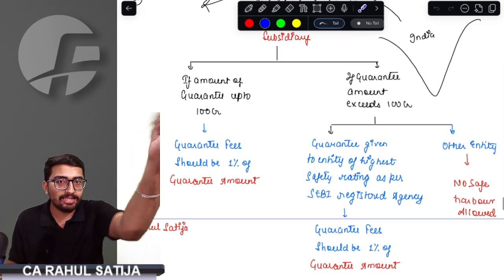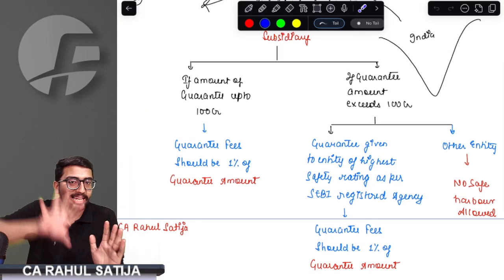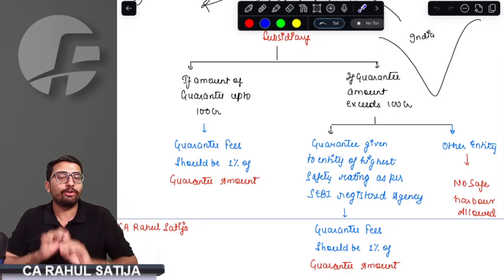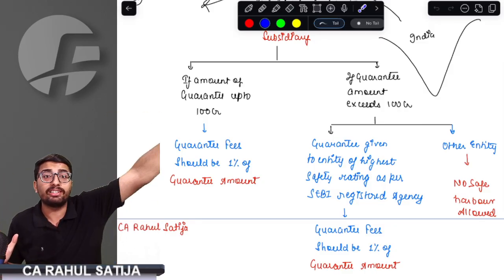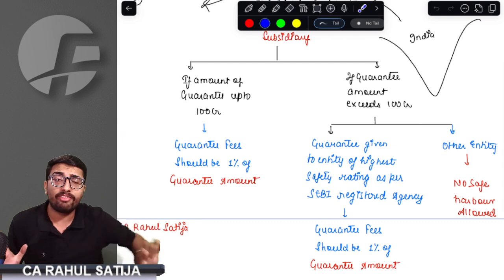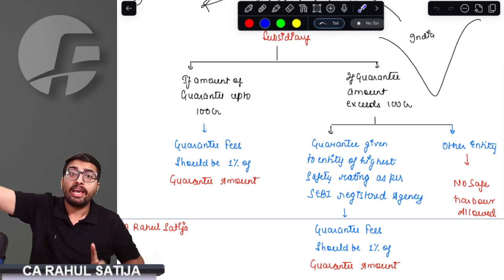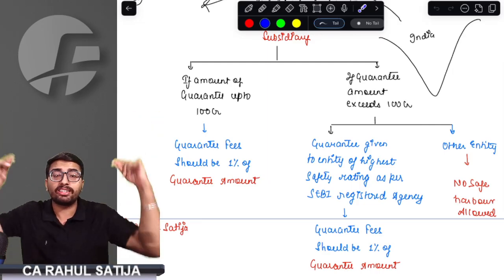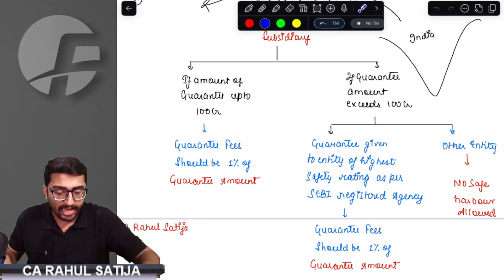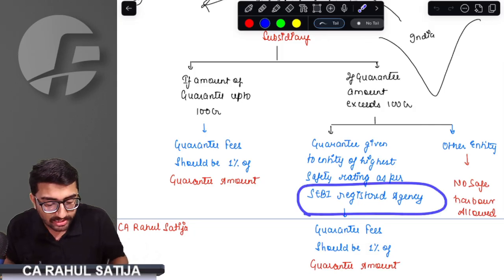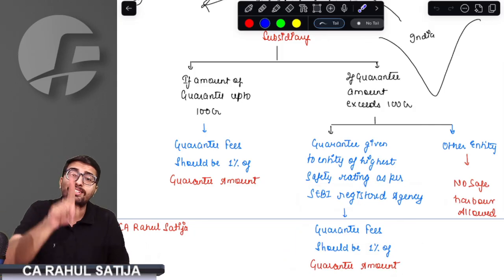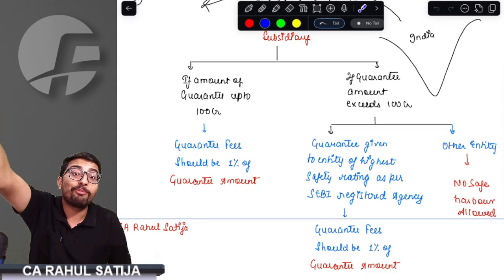What did I just say? See, if the guarantee amount is up to 100 crore, 1% to be charged for any SSC. But if the guarantee amount exceeds 100 crore, then sir, normally safe harbor rules are not given. But sir, if the entity to which the guarantee is being given has the highest credit rating, as per a SEBI registered agency, then 1% fees can be charged and still safe harbor rules can be opted.